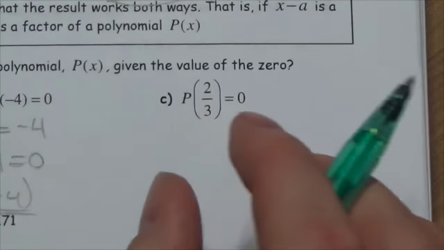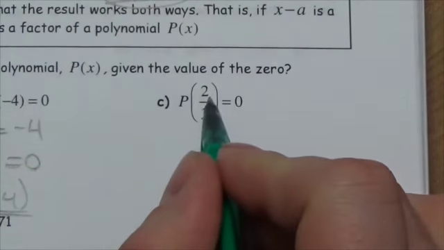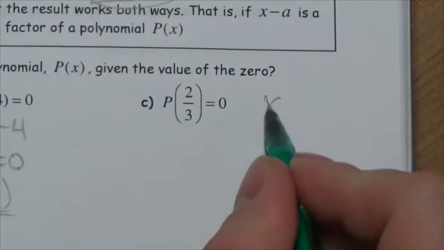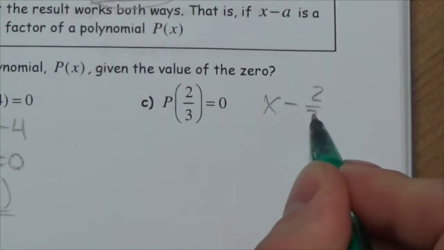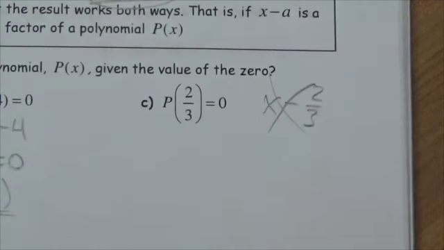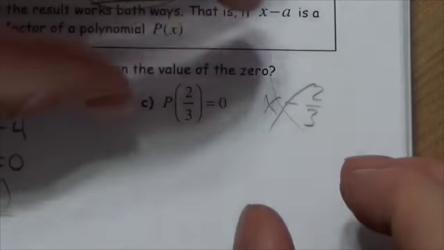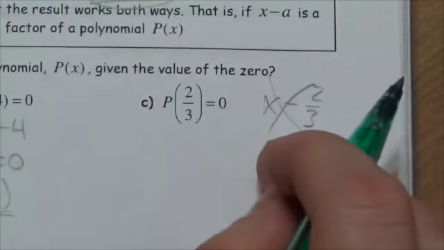This is the one that's going to throw people off a little bit. A lot of times people say, oh look, this is just x minus 2/3. Yeah, no, that's not actually correct here. There's something going on here that hasn't quite been dealt with if you answer the question like that.